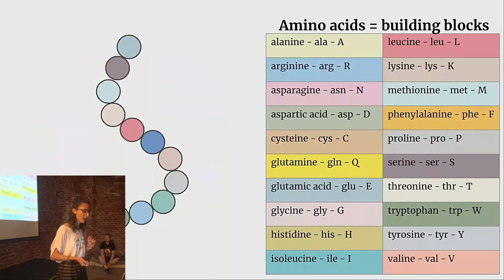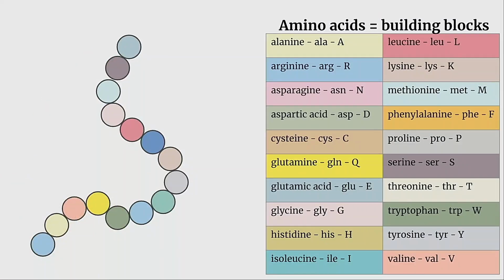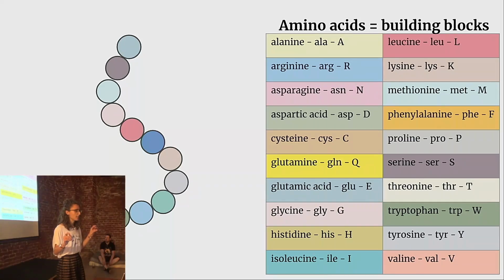So let's have a look at what a protein looks like. You can imagine it as a long string of tiny beads, where the bead is called an amino acid and is the building block of the protein. We have 20 different types of amino acids. You can imagine it as 20 different colors of the beads. And from this, you're building the whole protein.